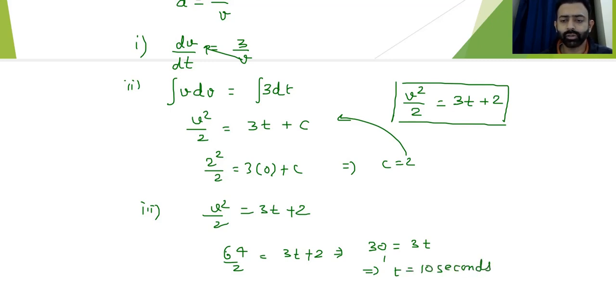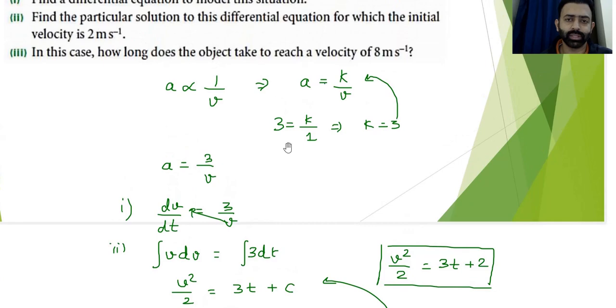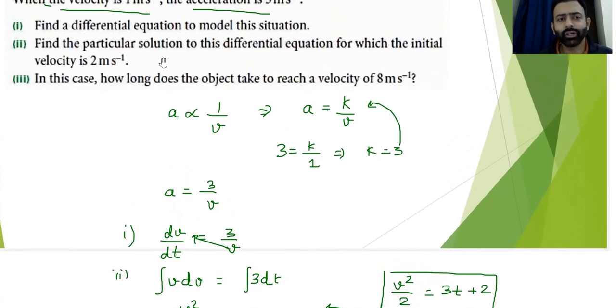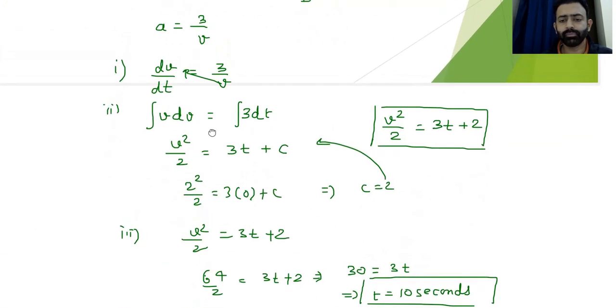Please do not forget to look once again at the units, whether the velocity is in kilometers per hour or meters per second. This was in the standard unit meter per second, so obviously t has to be given in seconds.